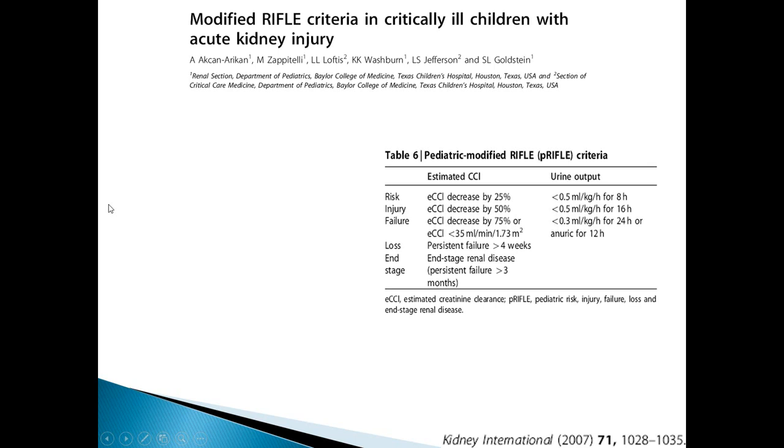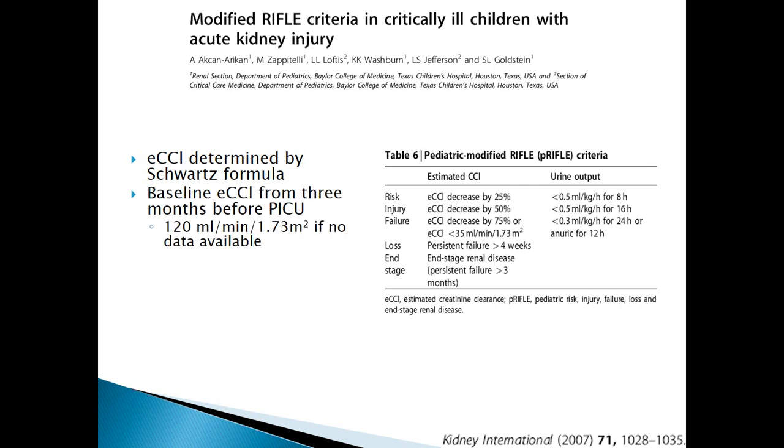Now, the RIFLE classification has been modified to a pediatric classification called pRIFLE, or pediatric RIFLE. It uses an estimated creatinine clearance determined by what's called the Schwartz formula, which we use to calculate GFR in children. It uses a baseline creatinine clearance calculation for those where data is not available. It differs a little from the adult RIFLE in the oliguria definition, or urine output definition, and especially in the failure limit, where we're using a body surface area calculation as opposed to just standard changes in serum creatinine.